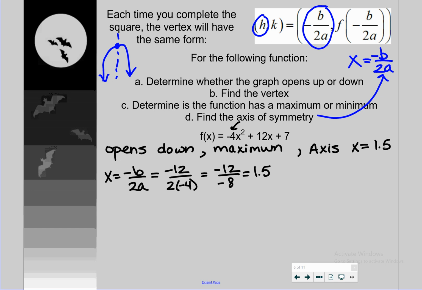You must have the x equals in front of it because that's what makes it a vertical line, a line of symmetry. So anytime you're listing axis of symmetry, sometimes called line of symmetry, make sure it's x equals whatever the x coordinate of your vertex is.